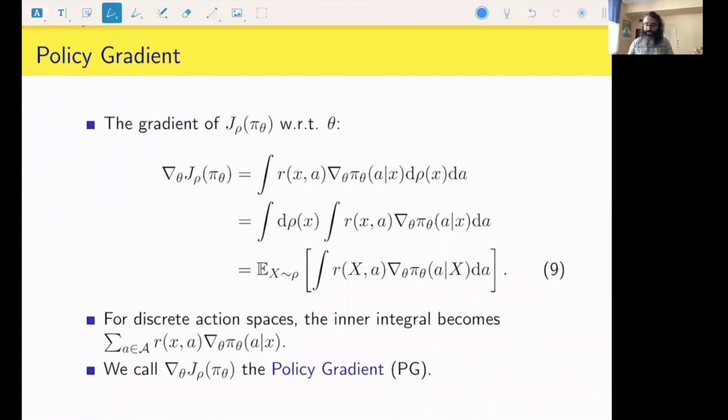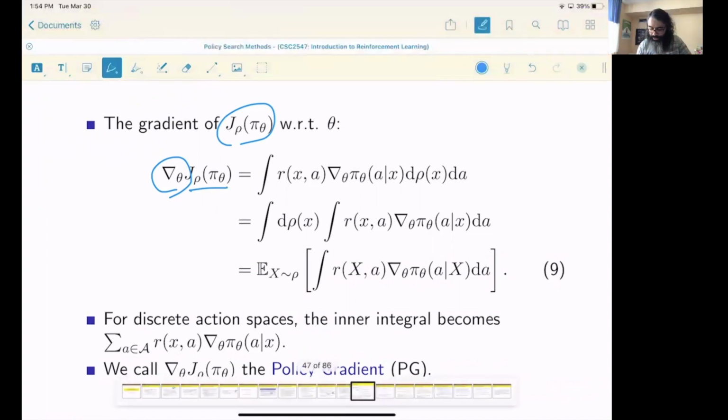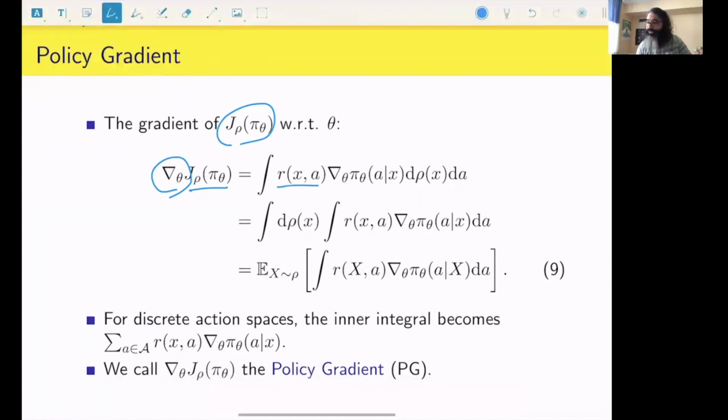Now we want to compute the gradient of J_rho with respect to theta. We take the derivative of J_rho with respect to theta, and I move the derivative inside the integral. Both integration and derivative are linear operators, so I can change the order. What I get is the integral of R of x and a times the derivative of pi theta with respect to theta, with integration with respect to rho and integration with respect to a.